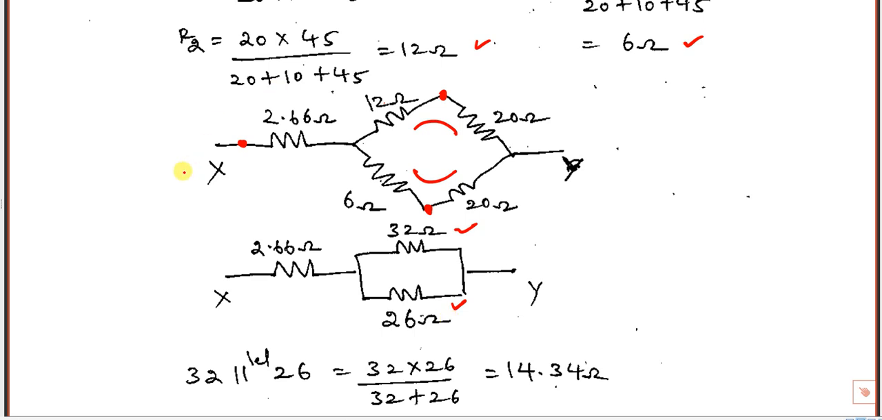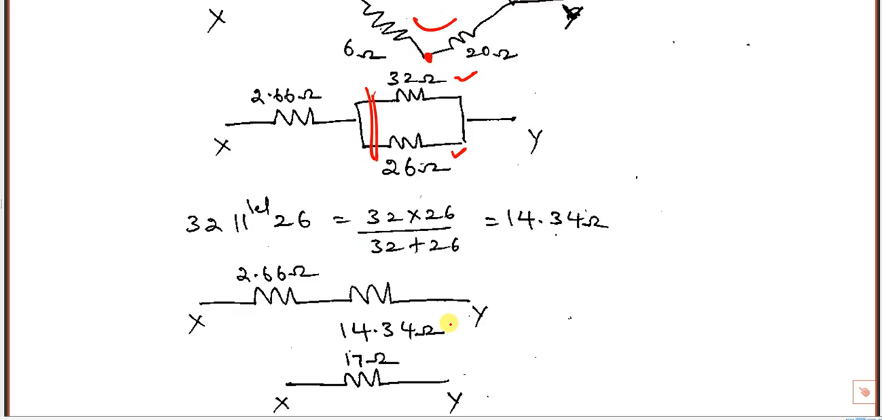I want to find the equivalent resistance between x and y. Here only one resistance, but here a parallel combination is there. So these two are in parallel. 32 parallel 26 is 32 into 26 divided by 32 plus 26, which will give 14.3. And instead of this, I can write the parallel equivalent as 14.3.